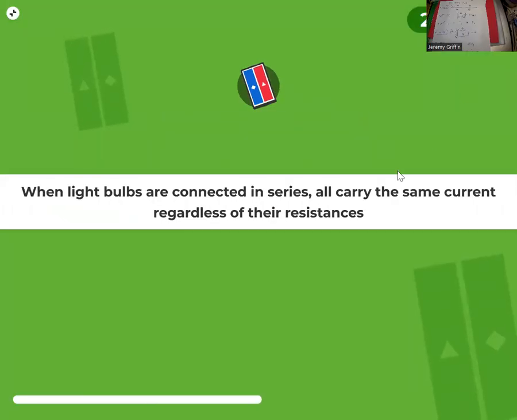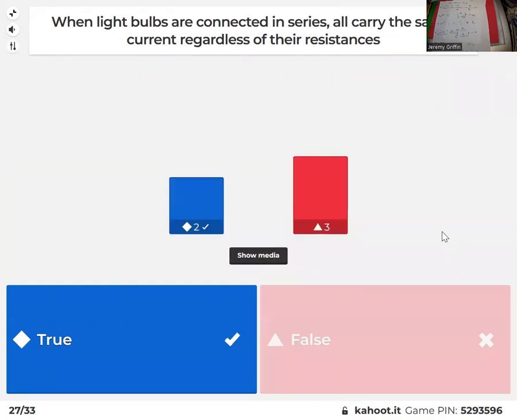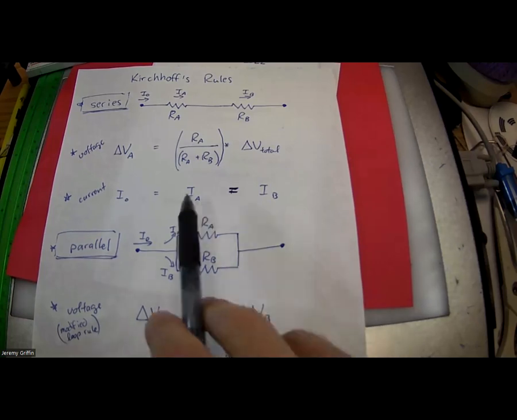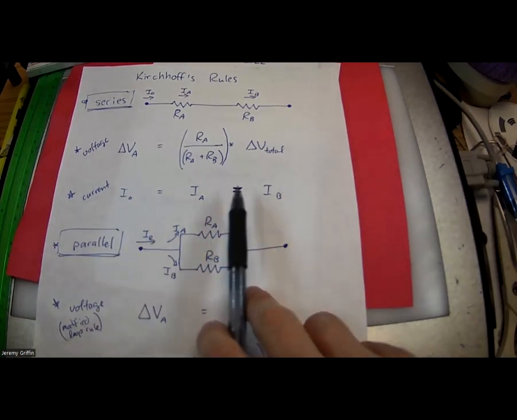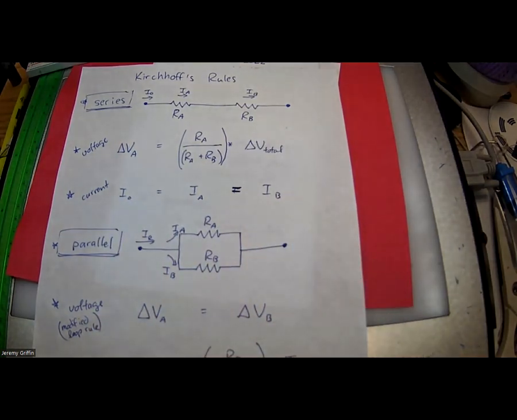When bulbs are connected in series, they all carry the same current regardless of their resistances. True or false? Yeah, that's true. Connected in series. Let me show you that again. Connected in series, it's the same current everywhere. You remember this right here? That's the answer to that question. Series, one-way straight, the same number of amps go everywhere, regardless of the resistances. Same number of amps.